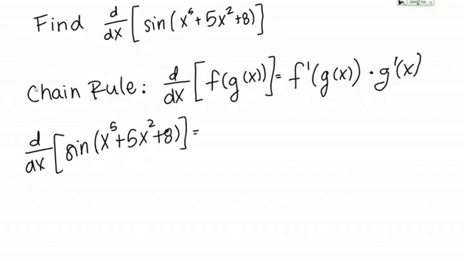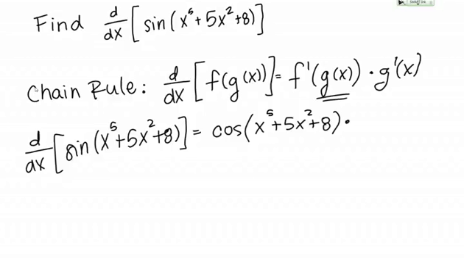My rule says that I want to start by taking the derivative of the outer function. In this case, my outer function is sine. And the derivative of sine of x is cosine. So I'm going to have cosine evaluated at the inner function. Basically cosine, and then I keep what's inside the same. So cosine of x to the fifth plus 5x squared plus 8.